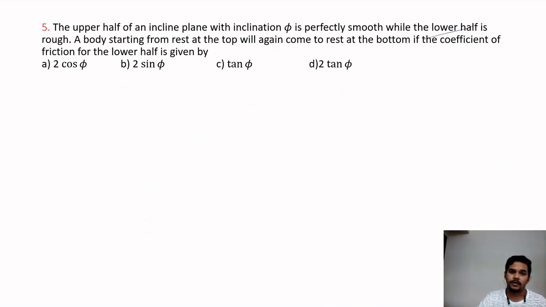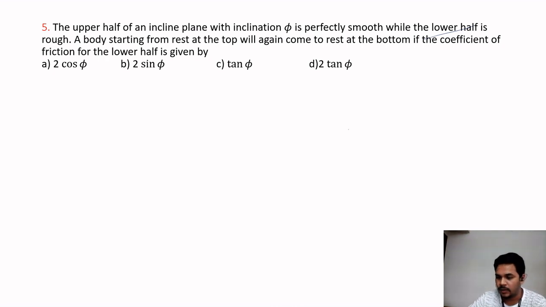So what is given in this one, the upper half? Look, I have taken this question from an earlier JEE question. At that time it was known by the name AIEEE. This question has been asked in a previous exam itself. It is given the upper half of an inclined plane with inclination phi. Phi is perfectly smooth, while the lower half.